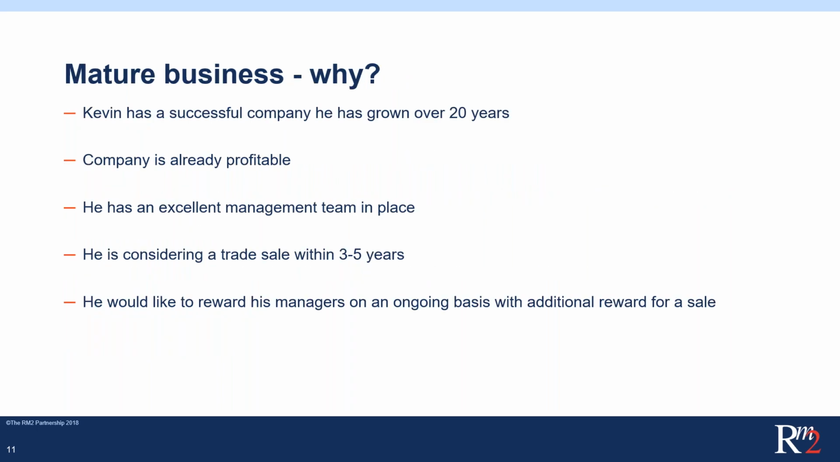Let's look at a slightly more mature business, a company at a different stage of the life cycle. So Kevin's been building a successful, profitable business for 20 years. He's got a really good management team. He's starting to think about a sale of the business before he gets too old to sail around the world. So ideally in the next 3 to 5 years.